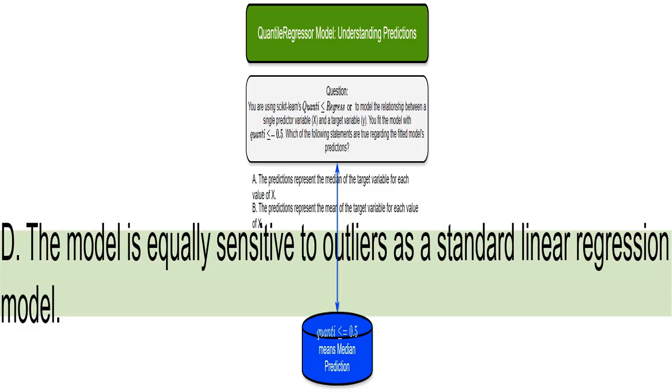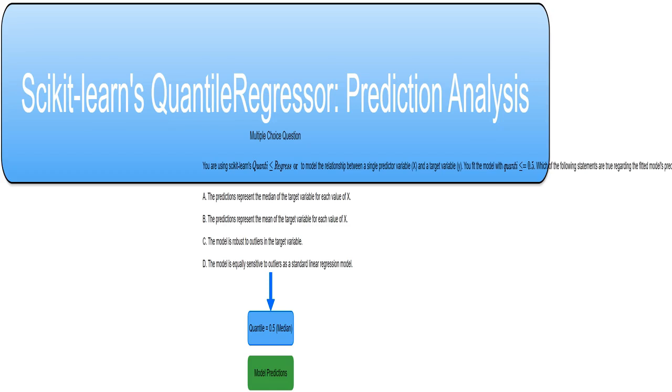This statement is false. The QuantileRegressor using the median is far less sensitive to outliers than ordinary least squares regression that uses the mean. Think of it this way. A single extremely tall person in a classroom dramatically changes the average height, but it affects the median height much less.